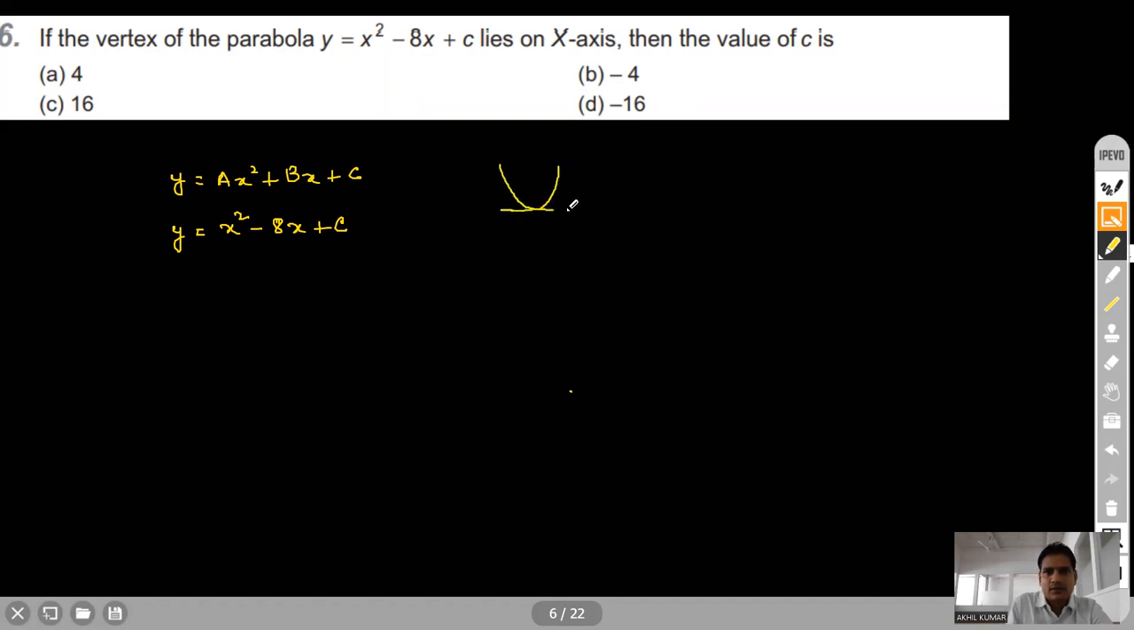Okay, so this is our x-axis. And this is our vertex. So basically, it's y coordinate. The y coordinate of vertex.